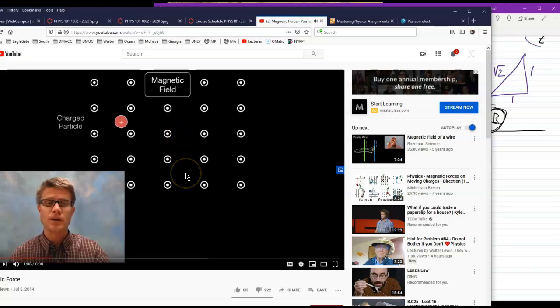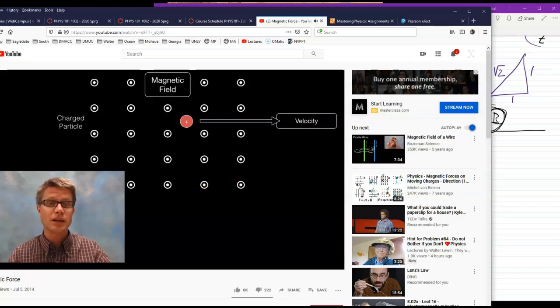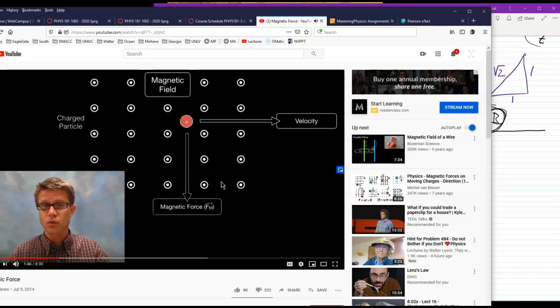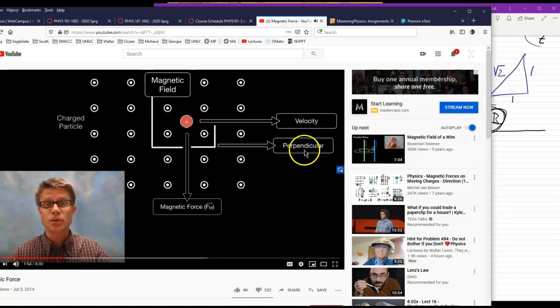At rest there is no magnetic force. But as it moves, it has a velocity vector. And if you're ever moving as a charged particle through a magnetic field, then you're going to have a force applied to you, and we call that the magnetic force, or F sub m. Now, the thing you need to remember is that the magnetic force is perpendicular to the velocity, and it's also perpendicular to the magnetic field. But the velocity vector and the magnetic field vector don't have to be perpendicular to each other.